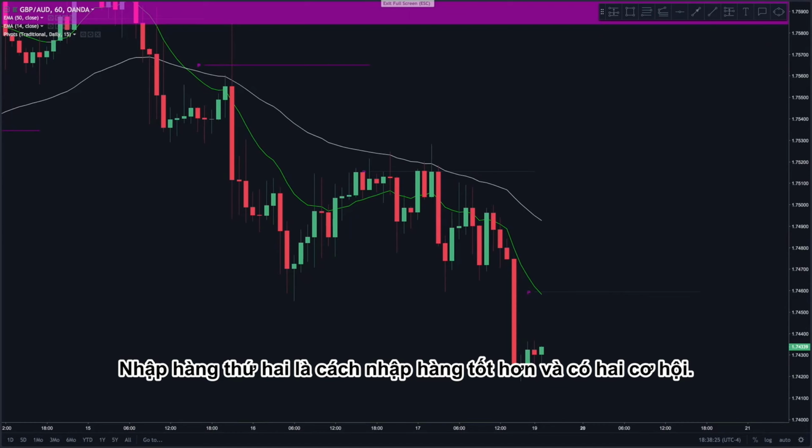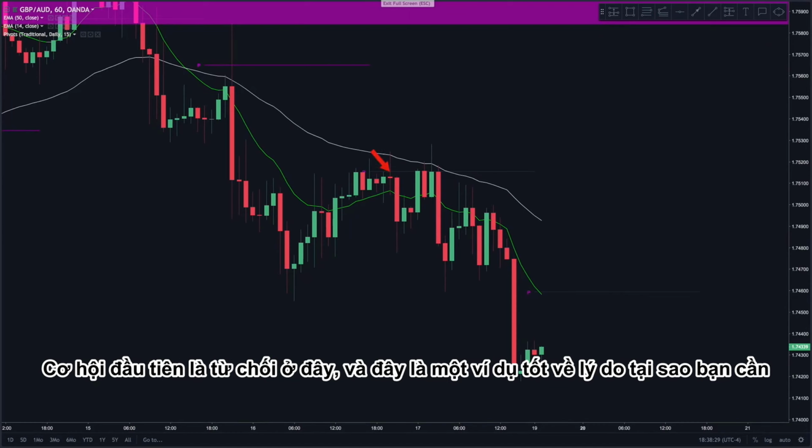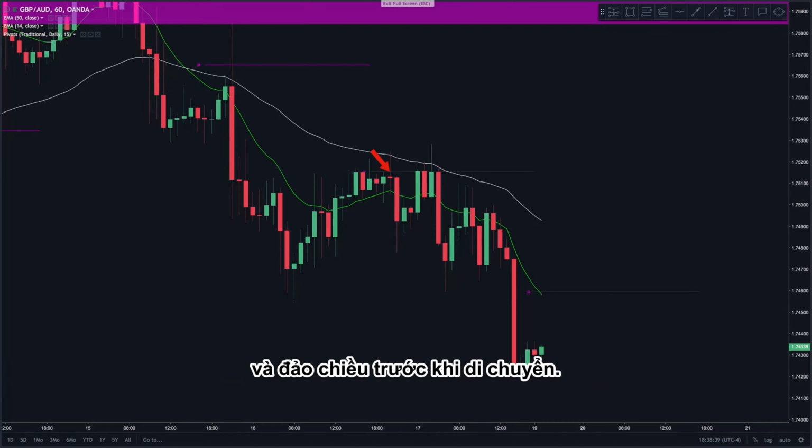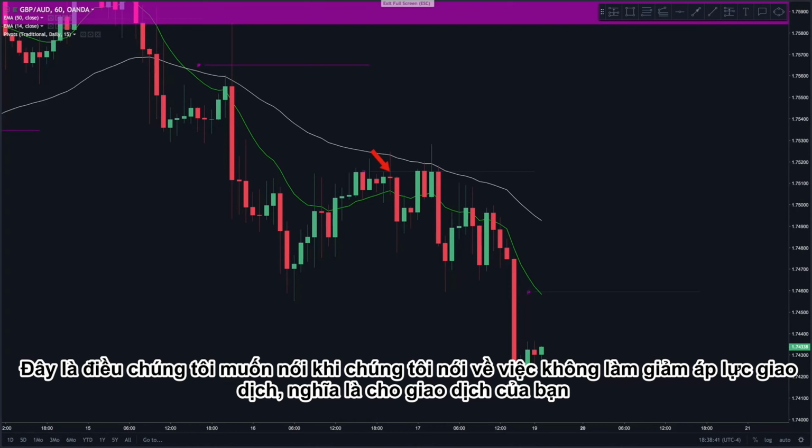The second entry was the better entry, and there were two opportunities. The first was at this rejection here, and this is a good example as to why you need to not put your stop loss too tight, as you never know if price will pull back like this and swing before it moves. This is what we mean when we talk about not choking the trade, meaning giving your trade room to breathe.